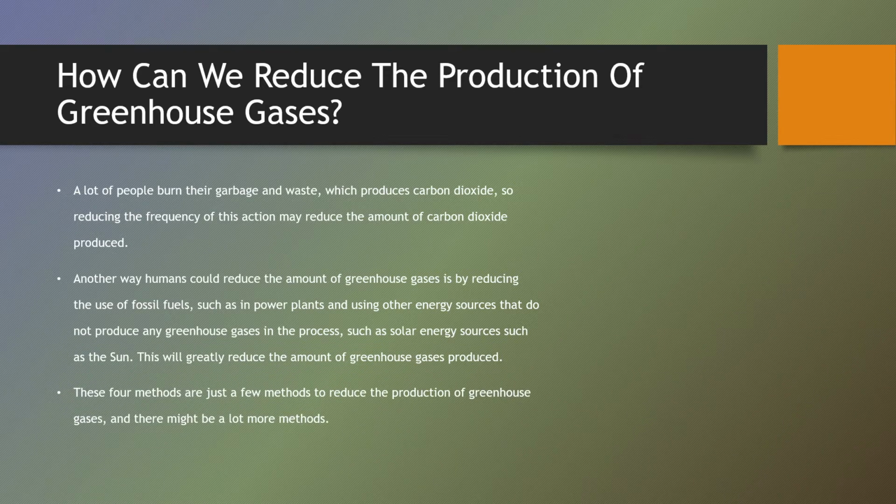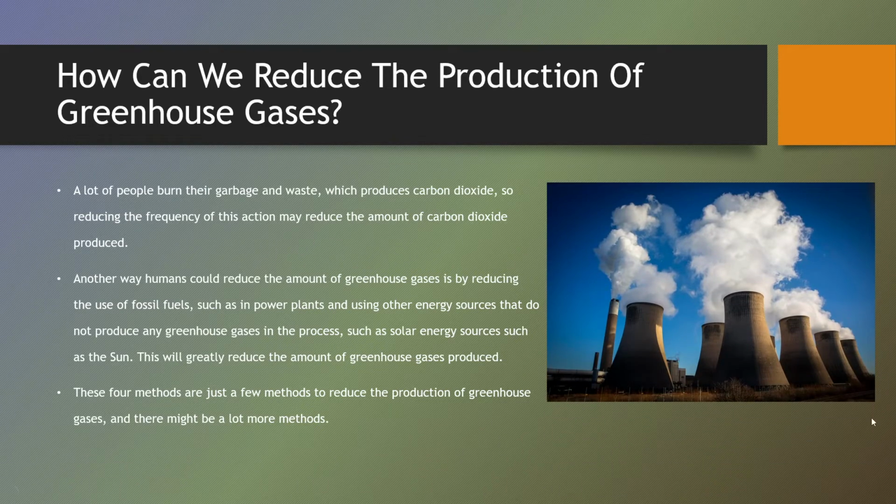These four methods are just a few methods to reduce the production of greenhouse gases, and there might be a lot more methods. As you can see here, the factories and power plants are producing so much carbon dioxide into the atmosphere.